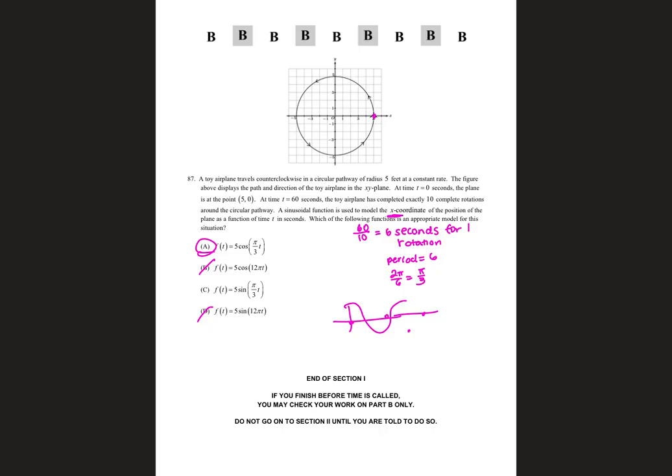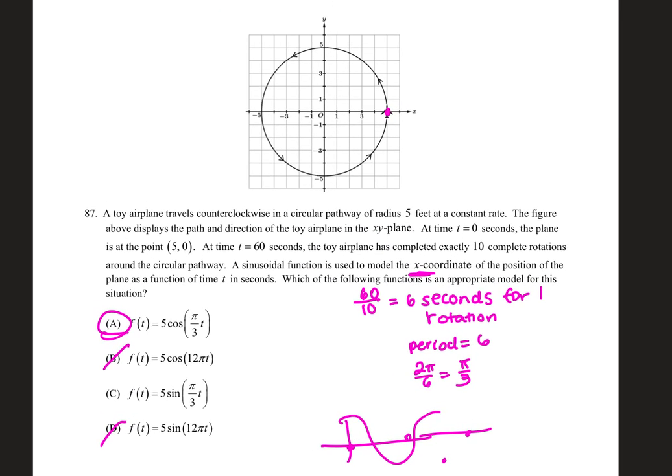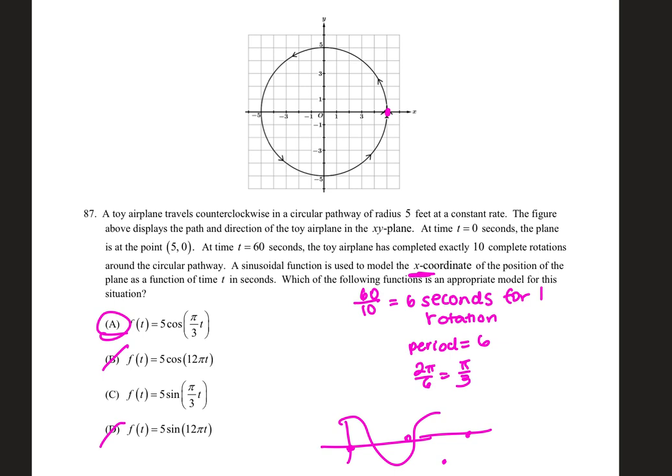Okay, so it said a toy airplane travels clockwise in a circular pathway, radius of 5, which overlaps with your graph. At a constant rate, the figure above displays the path and direction of the toy airplane in XY model. I think they could have taken this same question and made an FRQ from it. You have to be able to understand it, right? You're looking for 2 things, period, and then max, min, or amplitude.